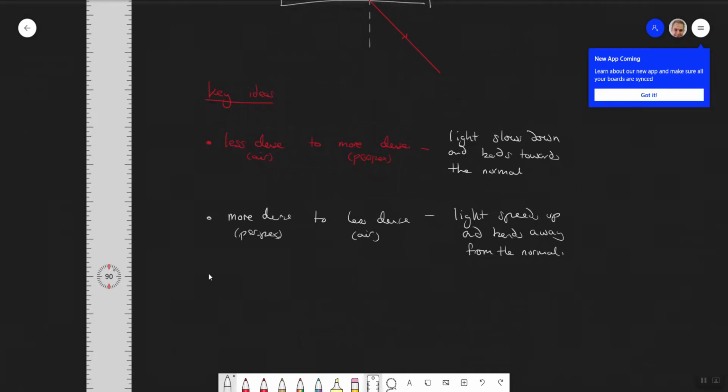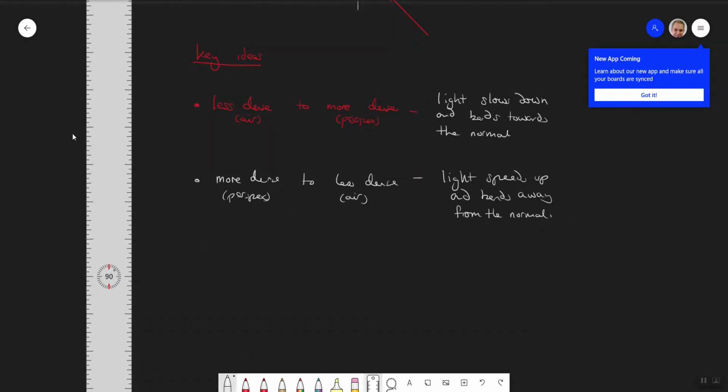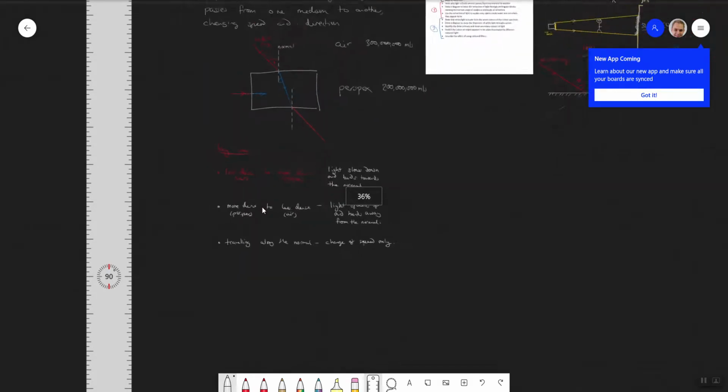And just the special case of if you are traveling along the normal, there is a change of speed only. Okay, so no change in direction. Cool, right, so that is refraction.